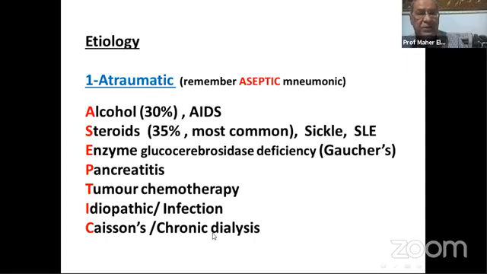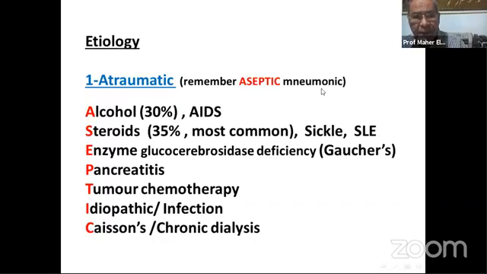About the etiology, I like this classification. It is divided into 3 specific etiological factors. The first is atraumatic. Too easy, remember this: ASEPTIC.